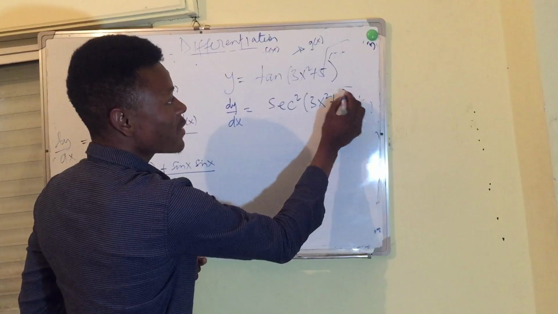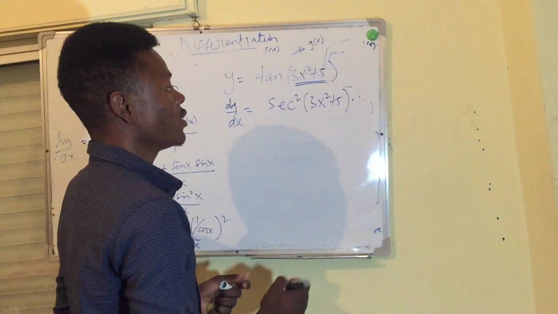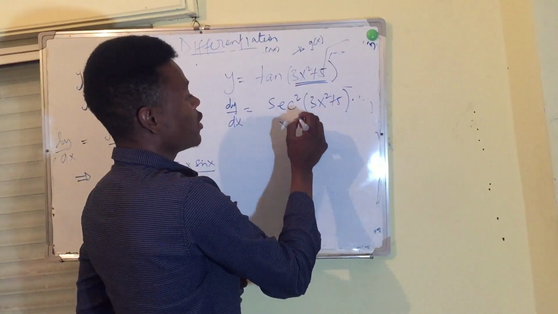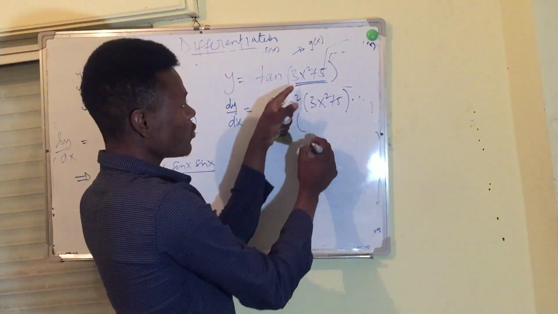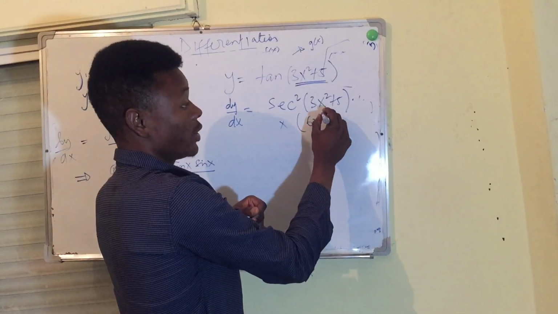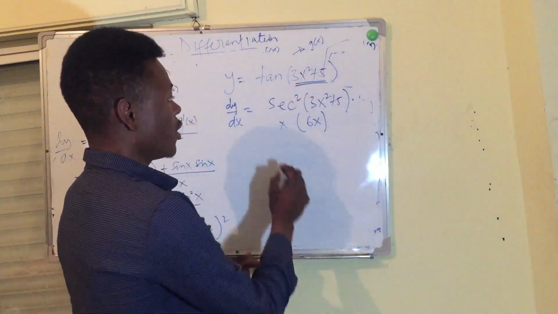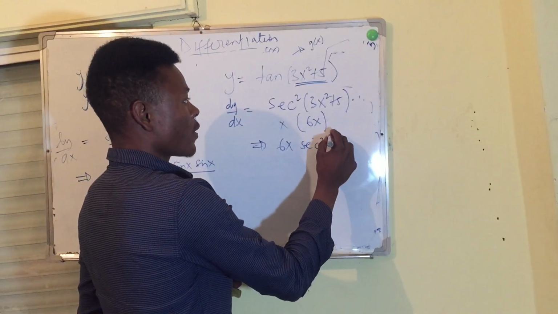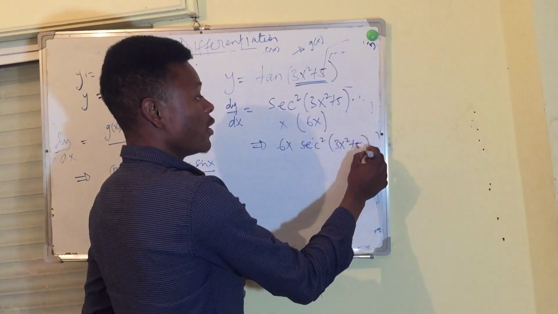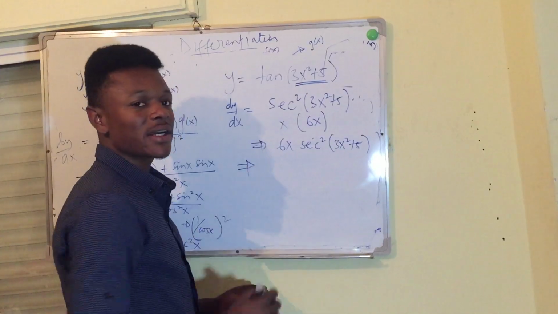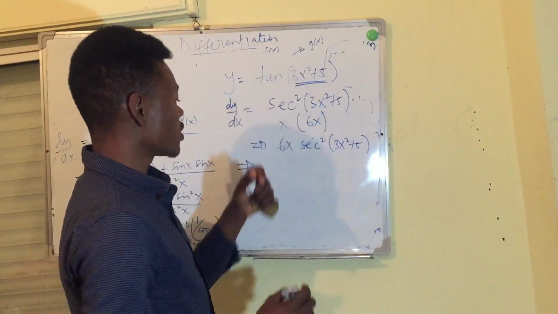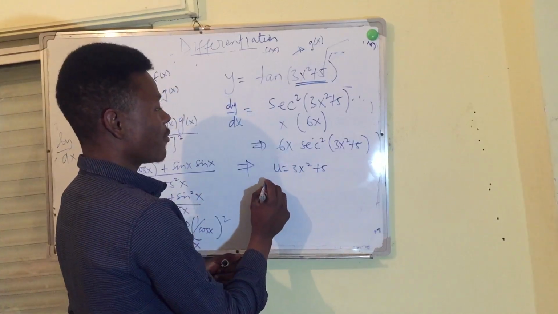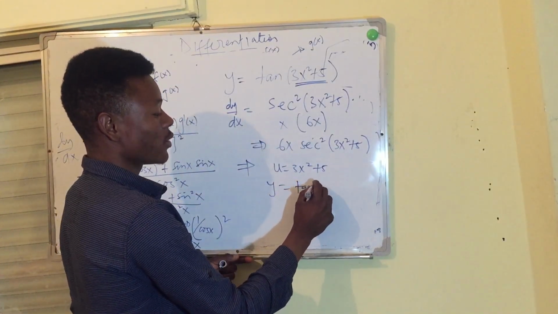But we have to multiply by the derivative of the function inside. The derivative of that function, we say times the derivative of this function, which is 6x only, because the derivative of 5 is 0. So this is something like 6x sec square of 3x squared plus 5. Alternatively, you can find the derivative of this function by letting u be 3x squared plus 5. So therefore y becomes tan u.